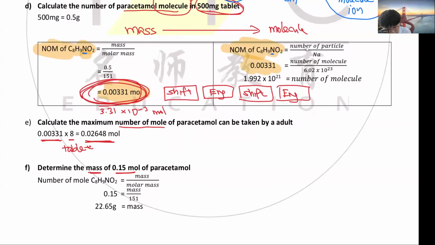Normally we will put, then you know the glucose is C6H12O6. So this is how you arrange the C, H, O like this.